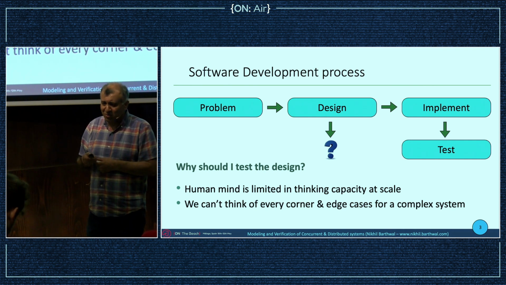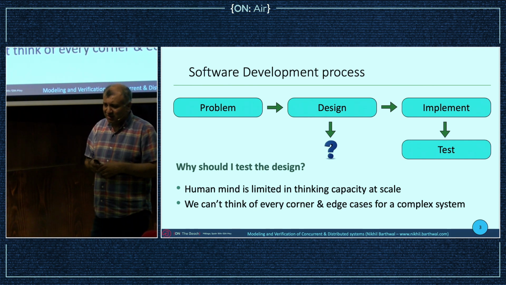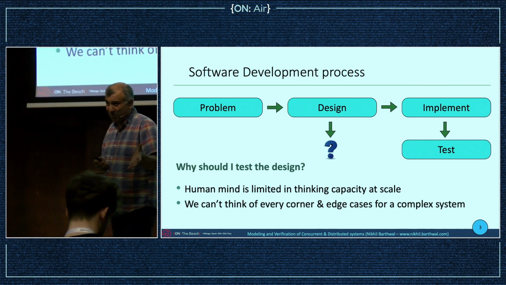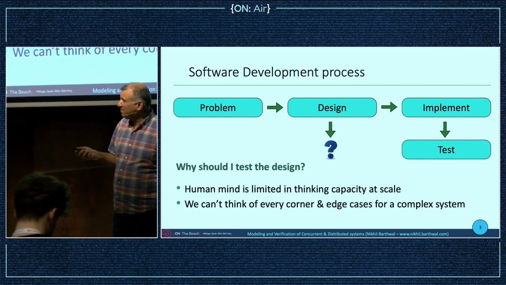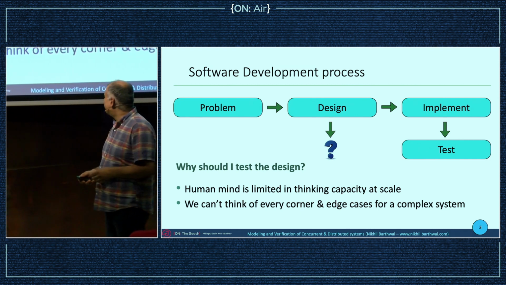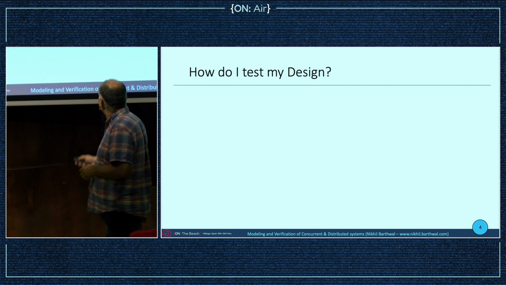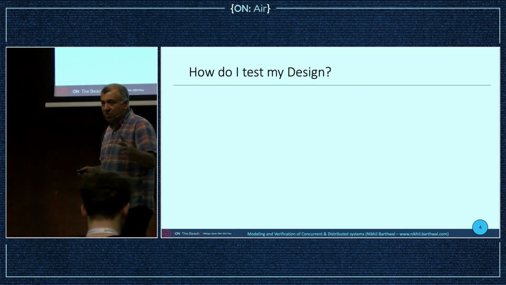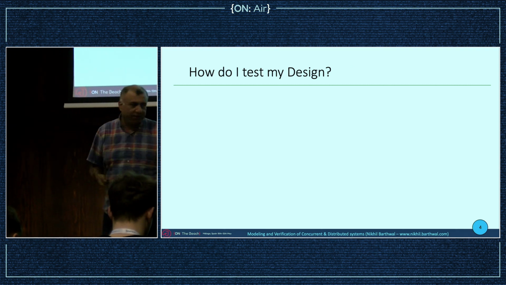So if we can't think about all the edge and border conditions, or at least half of the people can't think about all the edge and border conditions in a 50-line code, you really think you have a better luck thinking about it in 10,000 lines of code? Good luck with that. So the question is, now that we know that we need to test the design, how do you do it?